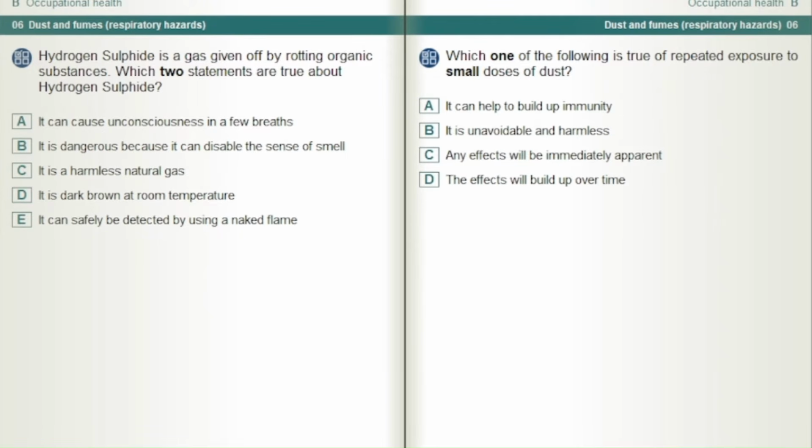Hydrogen sulfide is a gas given off by rotting organic substances. Which two statements are true about hydrogen sulfide? It can cause unconsciousness in a few breaths. It is dangerous because it can disable the sense of smell. It is a harmless natural gas. It is dark brown at room temperature. It can safely be detected by using a naked flame.